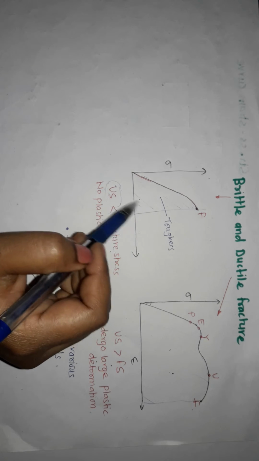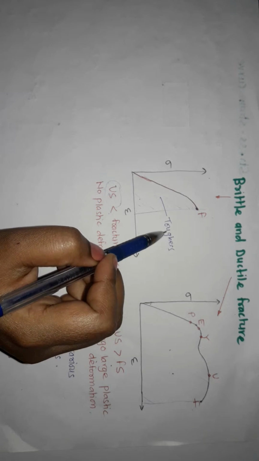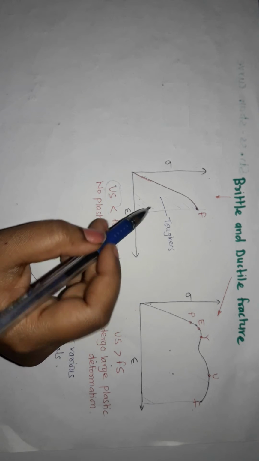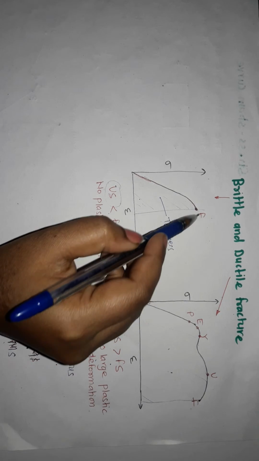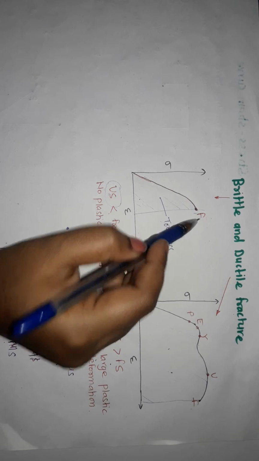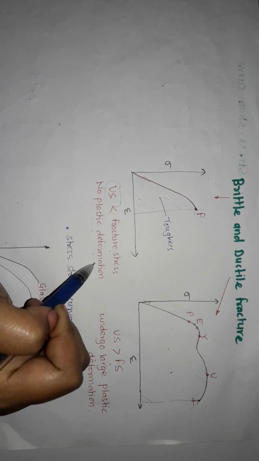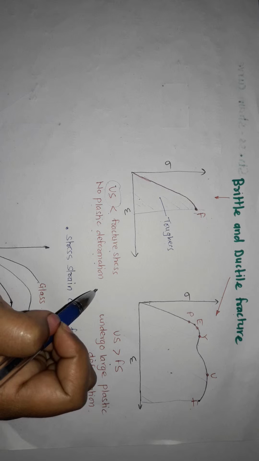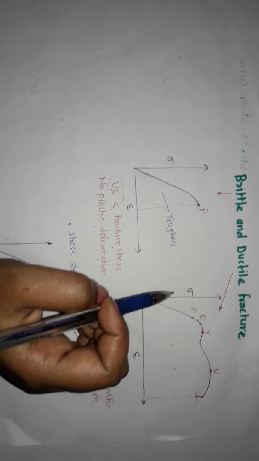This region is called toughness. It is the energy absorbed before the failure. F is the fracture stress. Here we can see there is no plastic deformation. This happens in brittle materials.